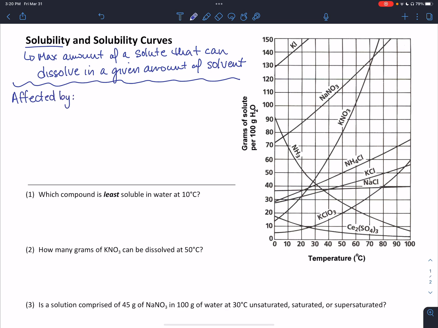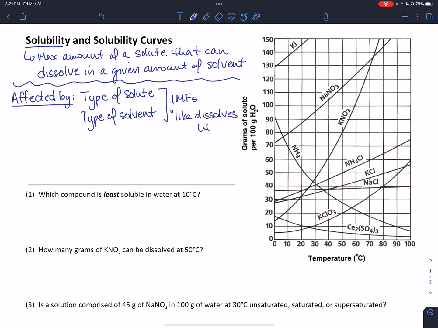First of all, it's important to know the type of solute, and by that I mean, is it polar or nonpolar? It's also important to know the type of solvent. We determine these by looking at the intermolecular forces in play with these particular compounds. Remember, the key is like dissolves like. So if something's polar, it tends to dissolve in other things that are polar. If something is nonpolar, it tends to dissolve in things that are nonpolar.